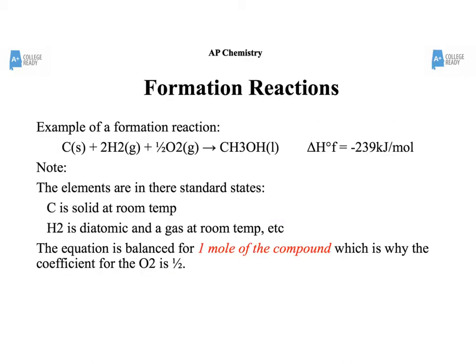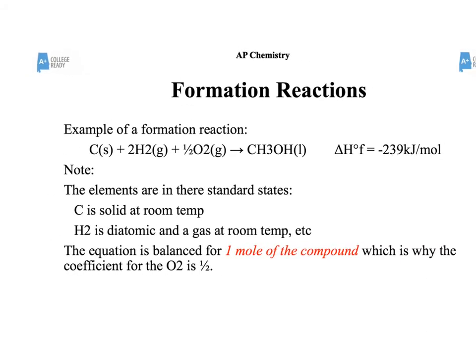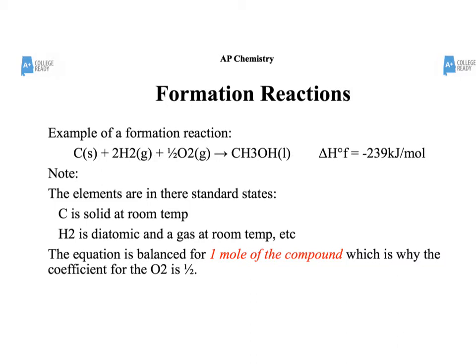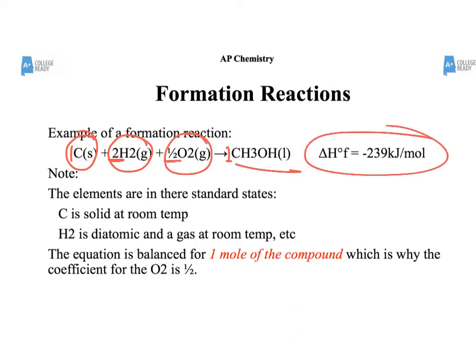So let's look at a formation reaction. The example of a formation reaction is the formation of ethanol. We have the formation of ethanol here. And we can see that the formation reaction shows forming 1 mole of a compound, ethanol, from its elements. So what elements did we include? We included carbon, hydrogen, and oxygen, because those are the three things that you will find in ethanol. And then we balance the coefficients to equal 1 mole of ethanol. So we have 1 mole of carbon, 2 moles of hydrogen, and 1/2 mole of oxygen, and that's going to give us our ethanol.